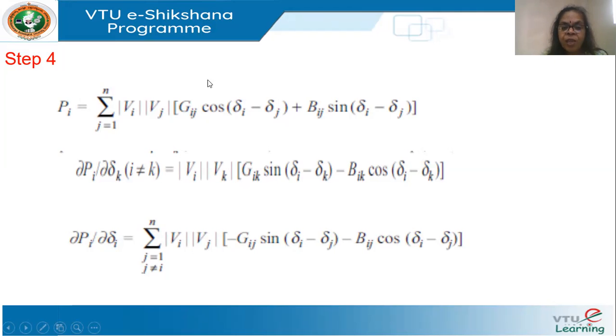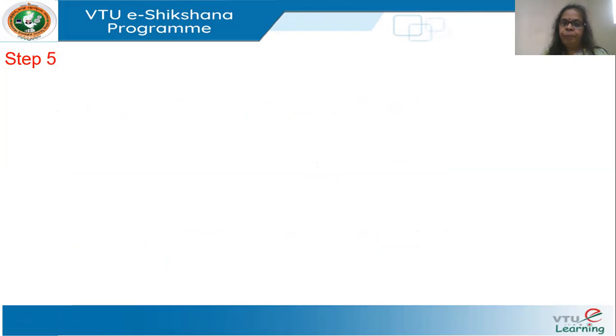Now I have to differentiate this with respect to delta_i. That would simply become minus G_ij times, the derivative of cos is sine, sine(delta_i minus delta_j), and here this would become minus B_ij times cos(delta_i minus delta_j). So I have two expressions here for the partial derivative of P_i, with respect to delta_k and also with respect to delta_i.